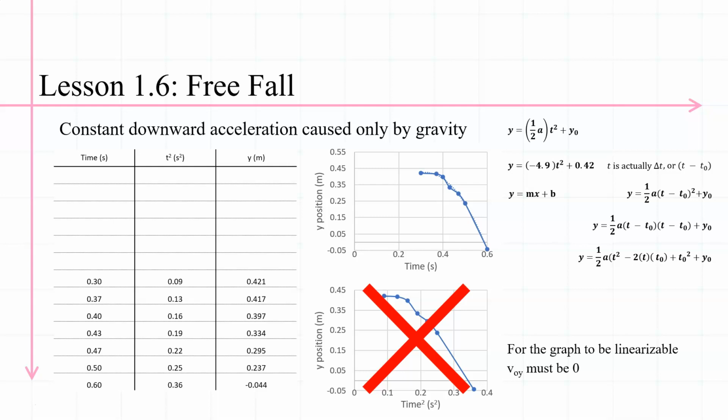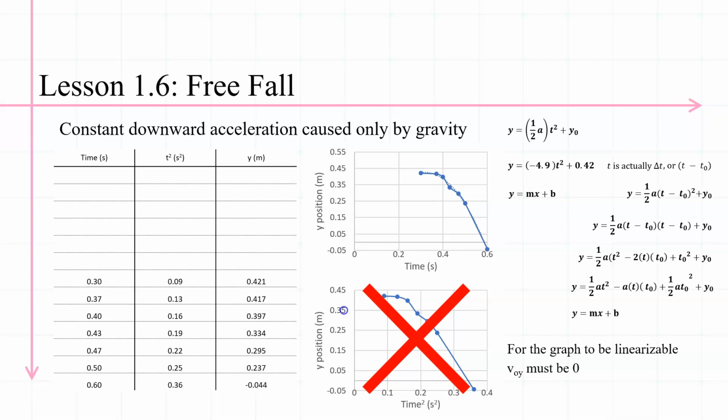Well, t₀ squared is just a constant value because my original time, in this case, the original time of this whole thing is 0.3 seconds. If I square 0.3, I get a constant value. And then plus y₀. And then I can distribute that 1/2 a to everything. Notice when I distributed it to the middle term, it was 1/2 times 2, so that just became a·t·t₀.